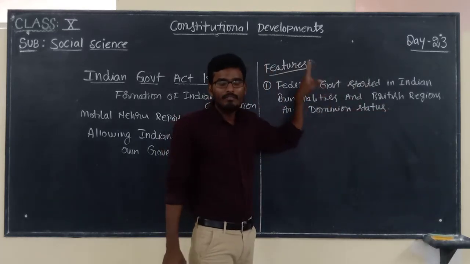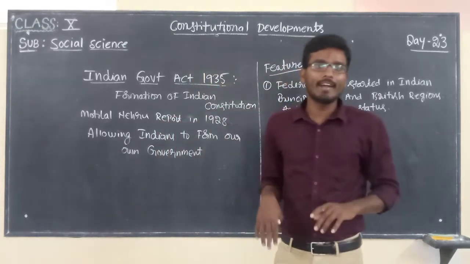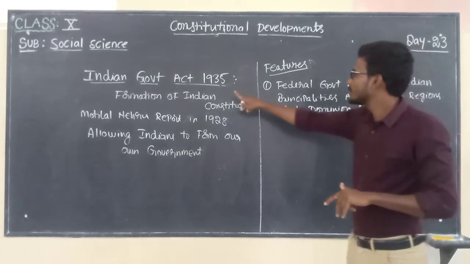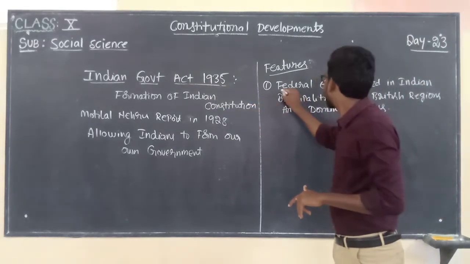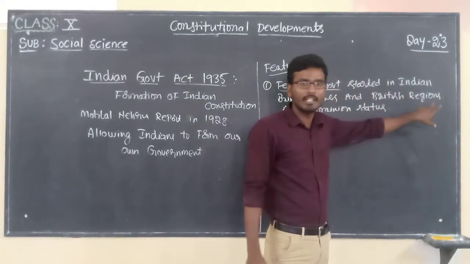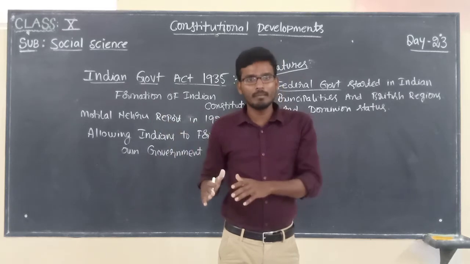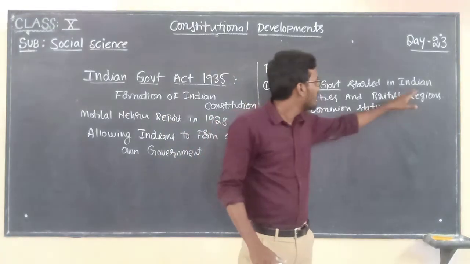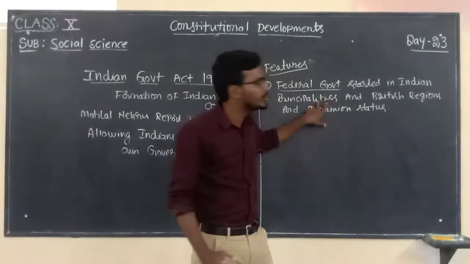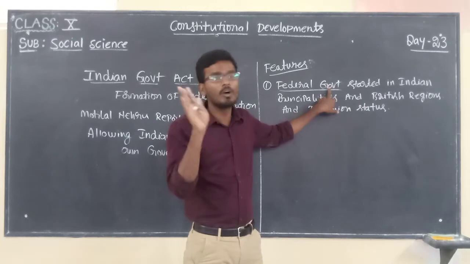Federal government means two types of governments. Now you can see we are following a federal government: the central government as well as the state government. In the same manner, as per the 1935 Act, federal government started, covering the Indian principalities and the British regions. At that time, princely states as well as British regions were there. In the British regions and Indian principalities, federal government will be implemented. Federal government means two governments.